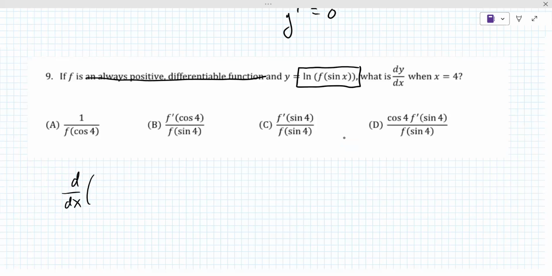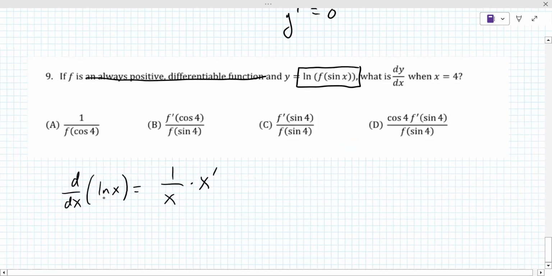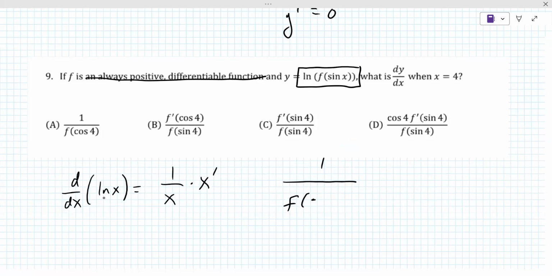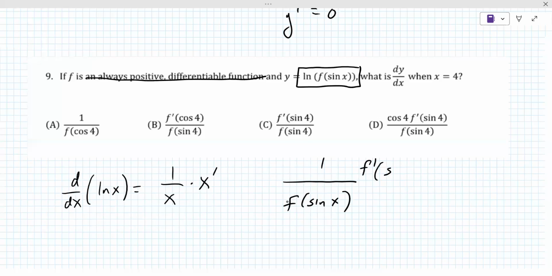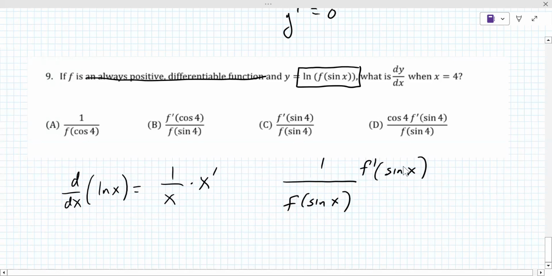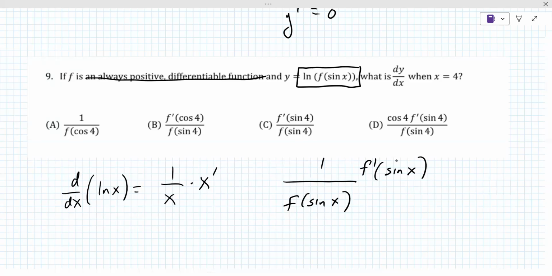The derivative is 1 over x times x prime. You have to take 1 over whatever's inside there, 1 over f of sine x. But there's more. You now have to take the derivative of the inside function. So when you don't know the function, its derivative is f prime. And then you take the derivative of the inside function. Derivative of sine is cosine. And now you have your derivative.